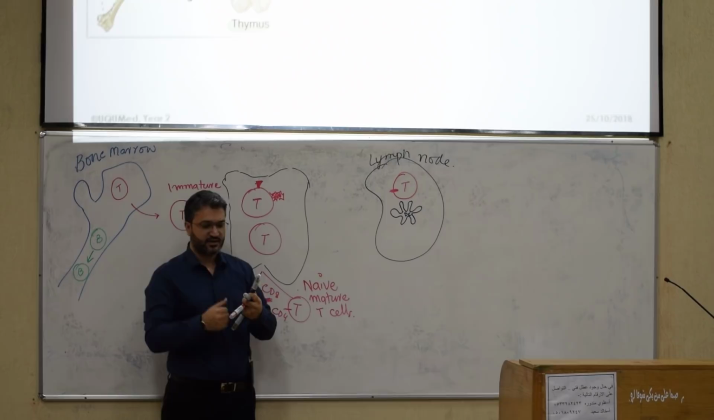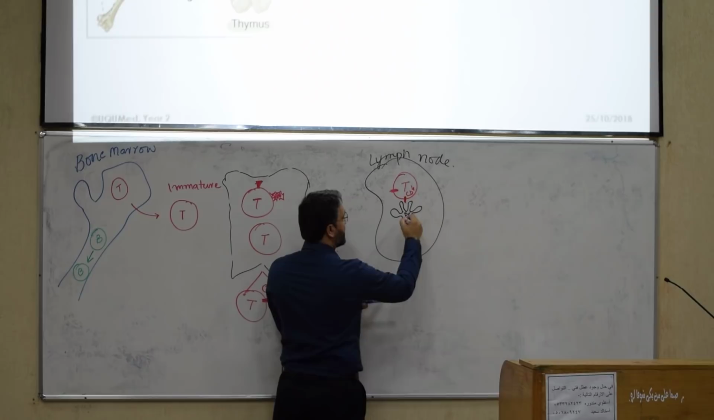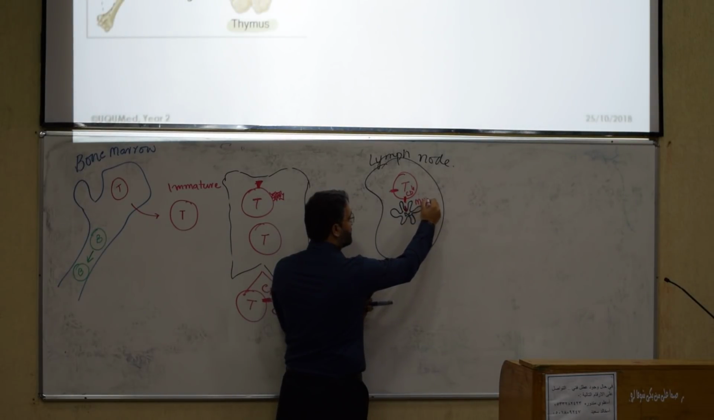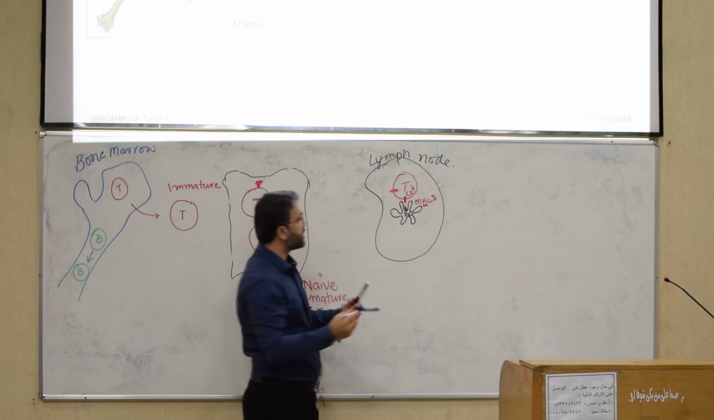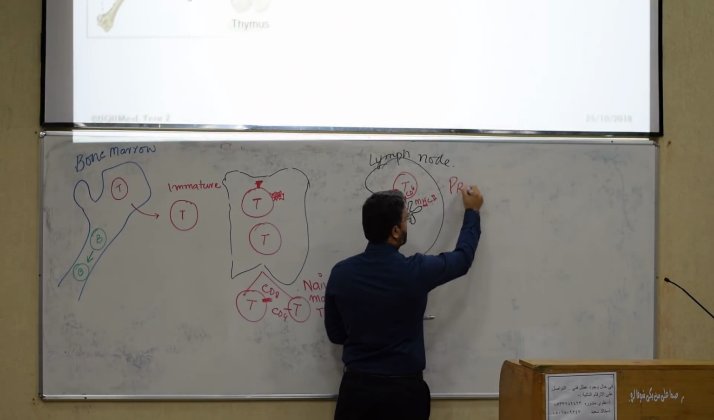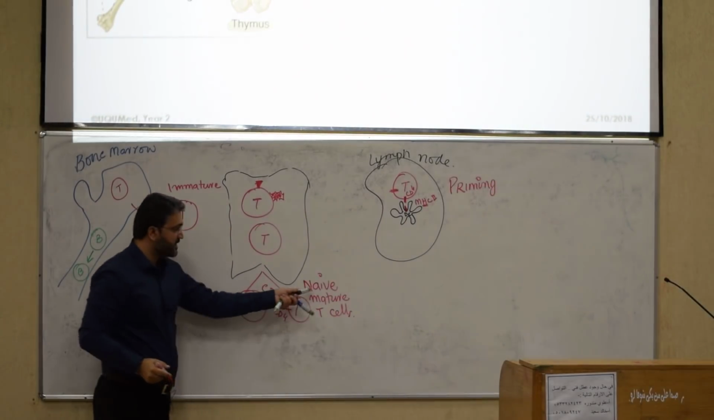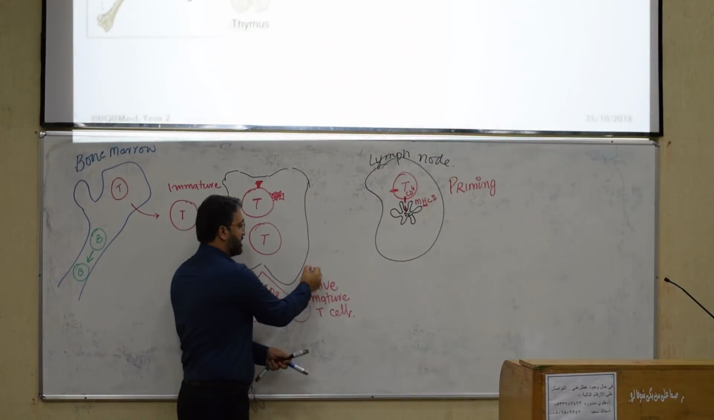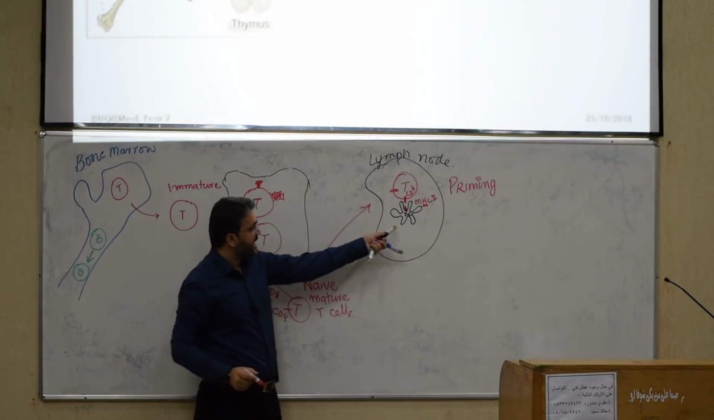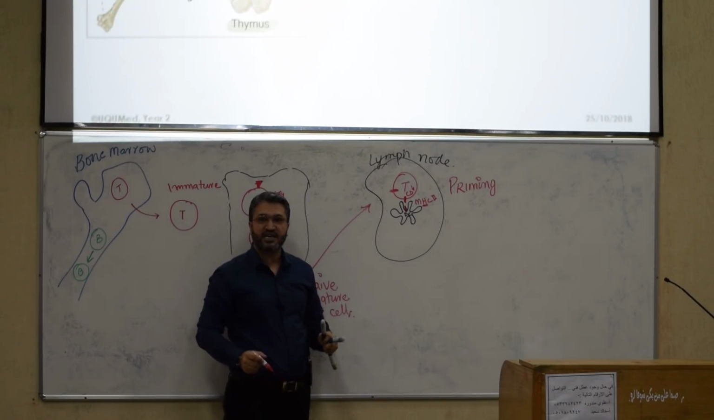How is it going to present it? MHC, very good. So if it is CD4, it will be MHC class 2. When this happens for the first time, the word for this is priming. So one new term: naive cells are cells that never encountered any pathogen. They entered the lymph node, and here they are presented the antigen by the dendritic cell through these receptors. This process is called priming.